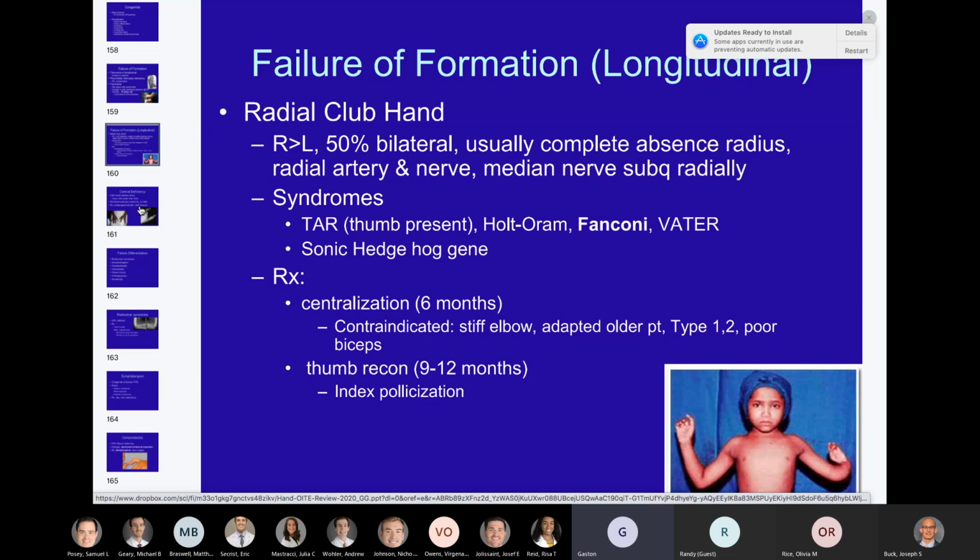And then remember, it's been asked before, they'll show you a patient with radial longitudinal deficiency, so no radius, but they have a thumb. That is TAR syndrome. That's your answer, because all the other ones usually don't have a thumb. Treatment is you centralize them around the age of 6 months, and then we do their thumb reconstruction after that. Big important thing, if their elbow doesn't work well, then do not do wrist, because otherwise they have a hard time getting their hand to their mouth. Next slide.